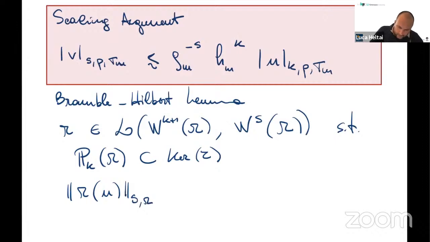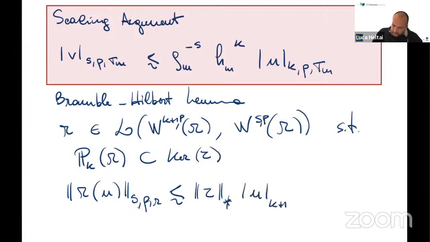Sorry, here I forgot to write the P, of course, WSP. This is not SP omega. We have that this is controlled by the operatorial norm of tau times the semi-norm u k plus 1 p omega.